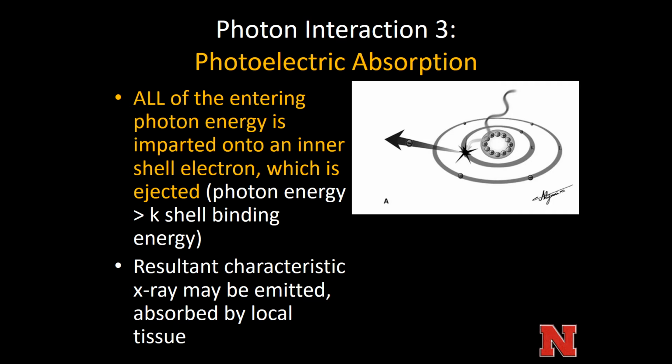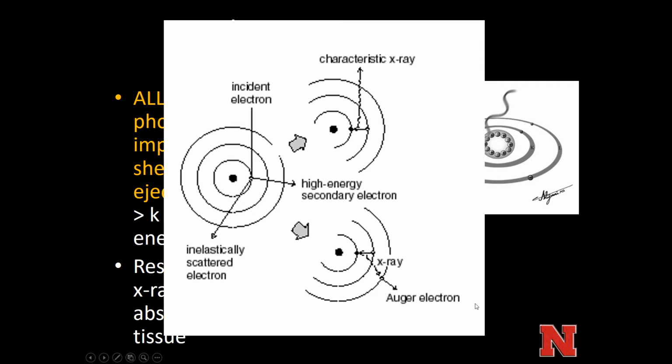It results in a characteristic X-ray emitted, as you remember from the last lecture, where one of those more peripherally orbiting electrons, when it falls down from the outer shell to the inner shell, a lot of times the excess energy that's created is emitted in the form of a characteristic X-ray. That can be absorbed by local tissue. So here's an example of that happening.